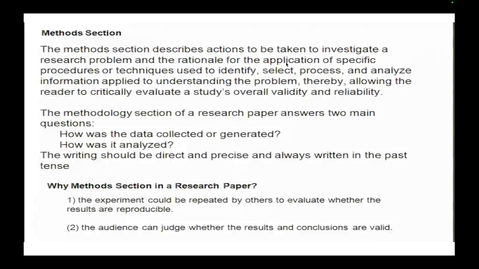So the methodology section of a research paper answers two main questions: how was data collected or generated, and how was it analyzed. So two important questions: how you planned your experiment, how you did it, how data was taken and generated, and then how it was analyzed. Even the different software or different things that you have used, for example in drawing your figures and schematics, you have to mention those also.